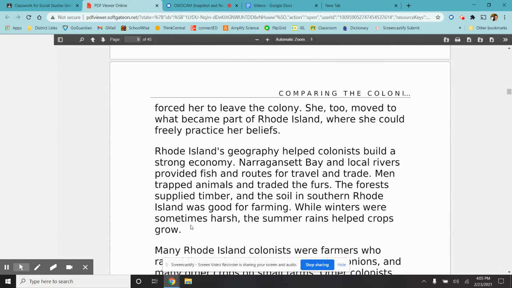Rhode Island's geography helped colonists build a strong economy. Narragansett Bay and local rivers provided fish and routes for travel and trade. Men trapped animals and traded the furs. The forest supplied timber, and the soil in southern Rhode Island was good for farming. While winters were sometimes harsh, the summer rains helped crops grow. So we have the geography full of rivers, vast forests, so there's animals, and there was good farming and livestock.